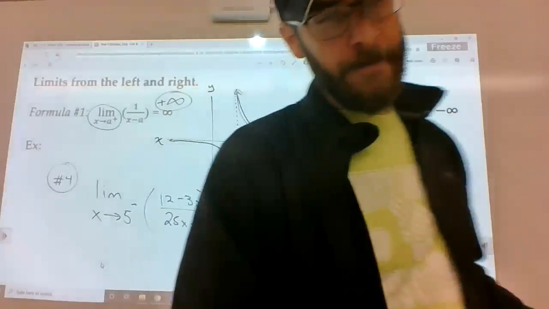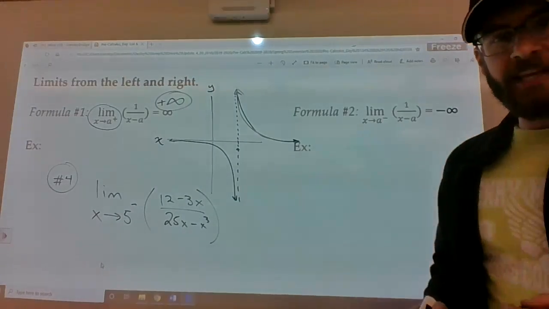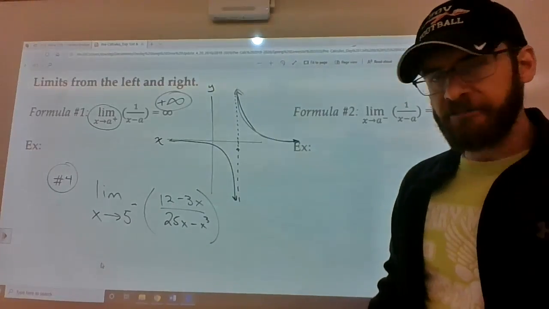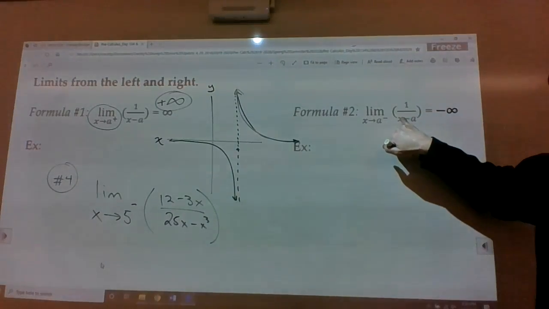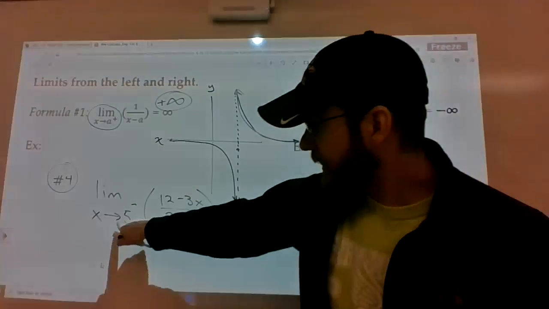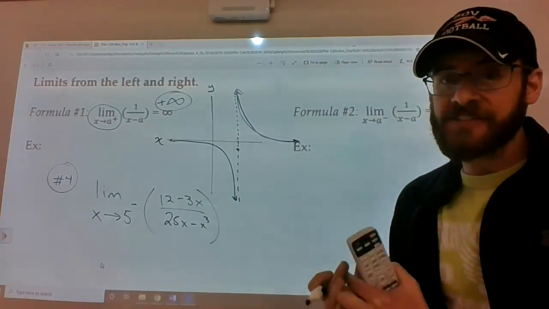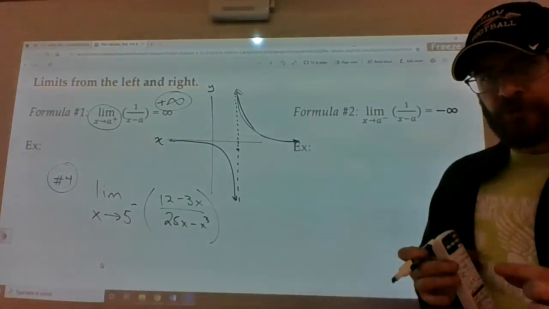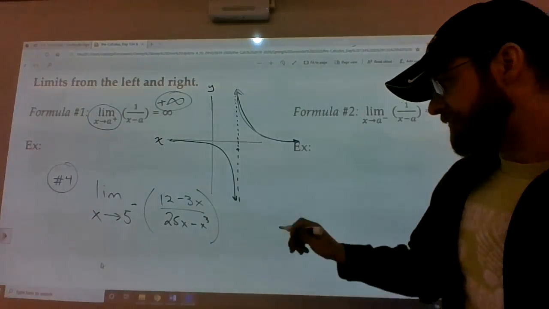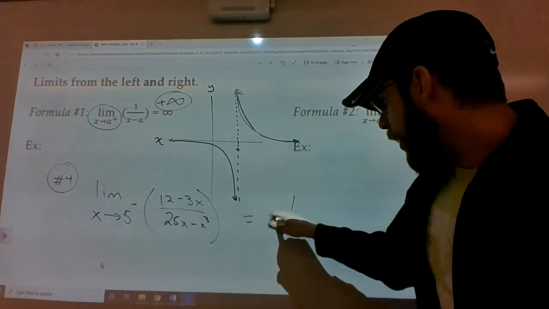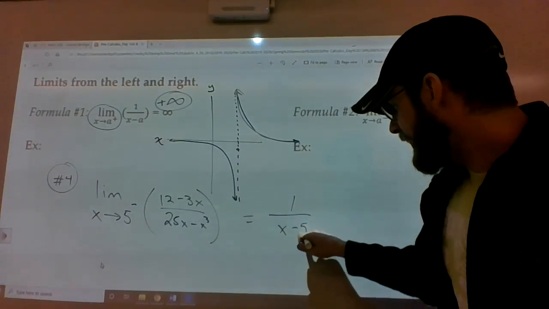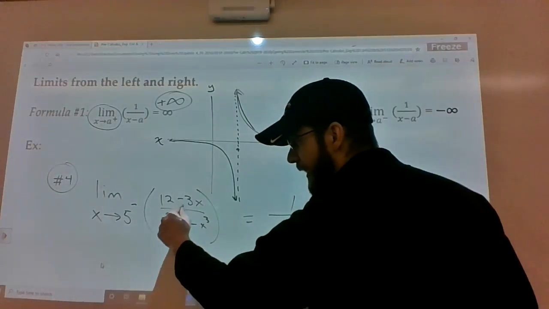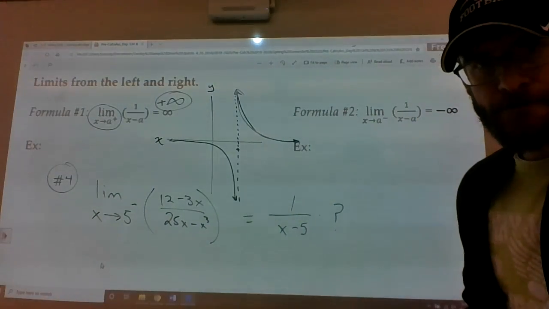So here's what our goal is. Our goal is to actually rewrite this function as a product of 1 over x minus 5 and some other function. Okay? Let me repeat that. I'm trying to rewrite this as a product of 1 over x minus 5 times some product that would give me 12 minus 3x over 25x minus x cubed.